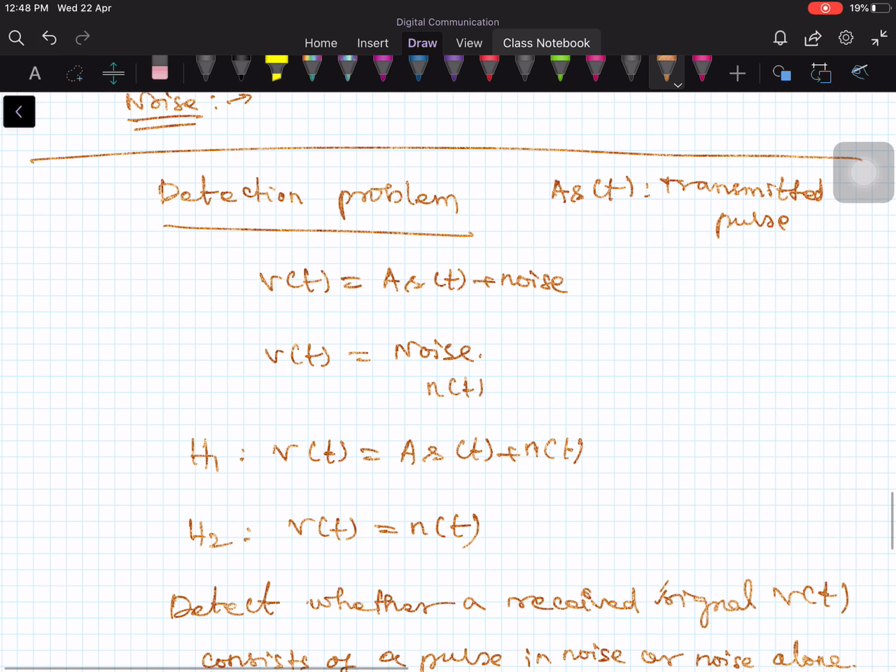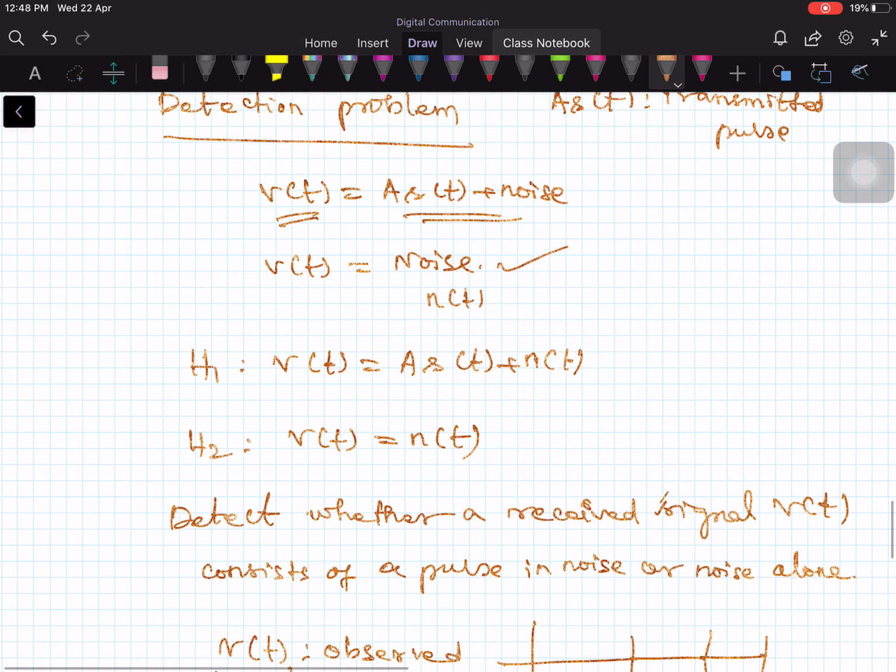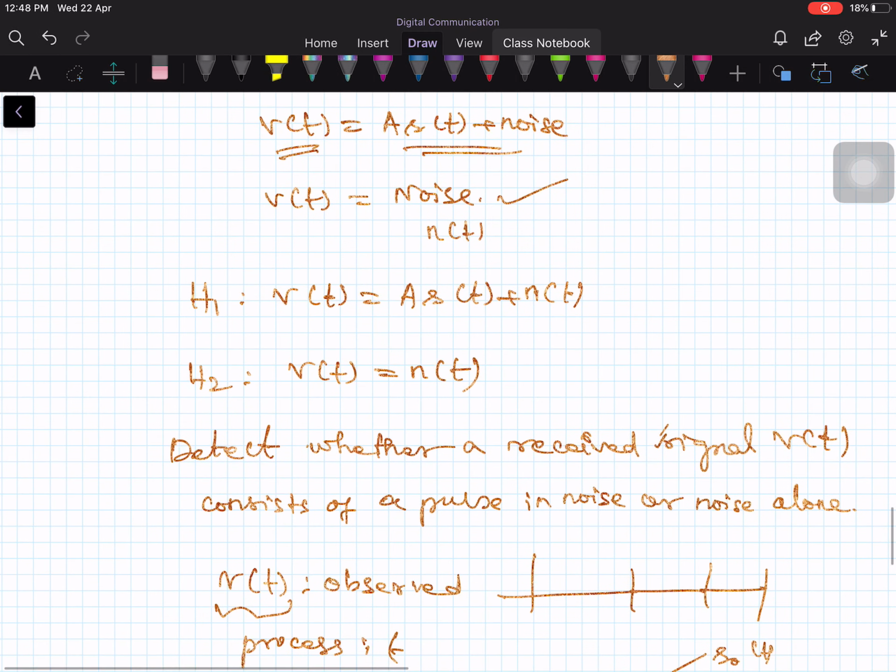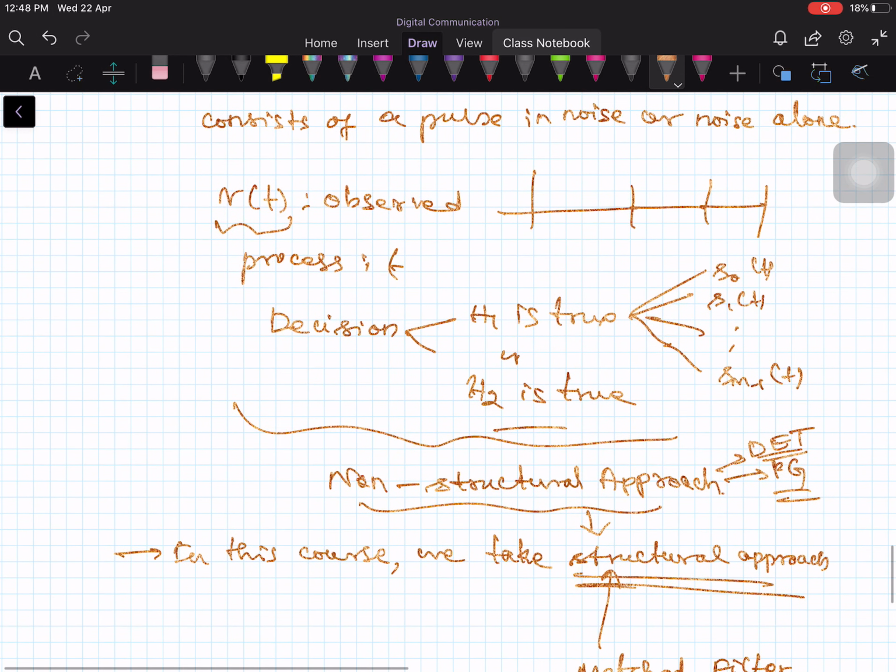So next we will enter into the detection problem. The detection problem is as follows. You have the received signal v(t). That received signal is either a noisy version of your transmitted pulse or noise alone. So we have two hypotheses, H1 and H2, and we need to decide whether H1 is true or H2 is true. If H1 is true, we know what to do. If H2 is true, we know what to do. First observe the waveform and process it. Then after that you take a decision whether H1 is true or H2 is true. If H1 is true, which waveforms could have been transmitted.